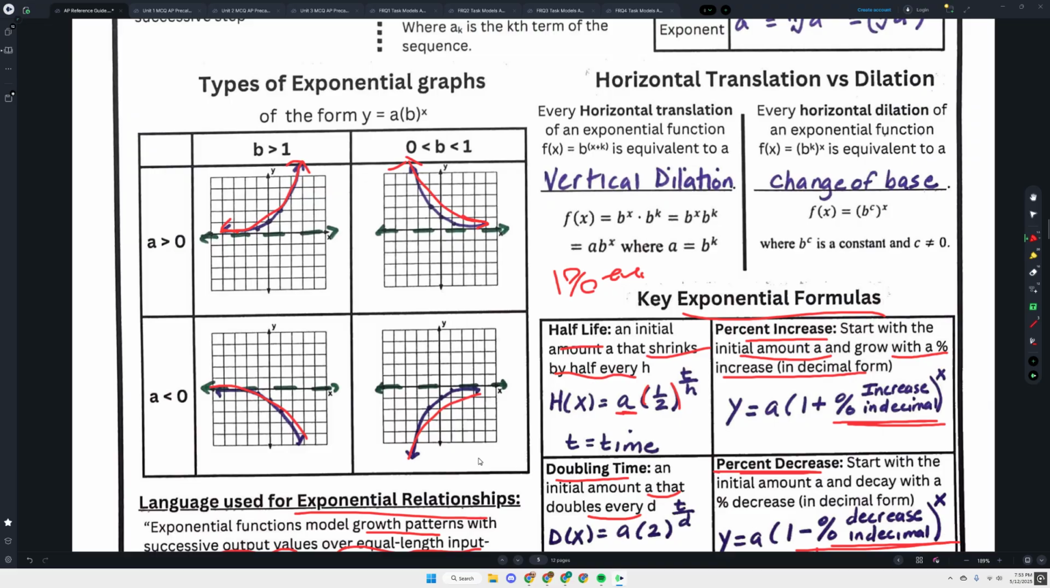You have a question? What's your question? When do you know if you divide or multiply? What do you mean divide or multiply? Is this all given out? There is no reference sheet for AP Precalc, so you have to memorize it.